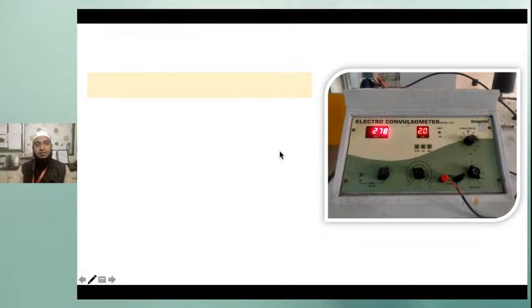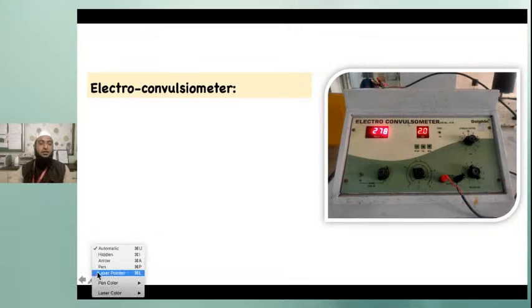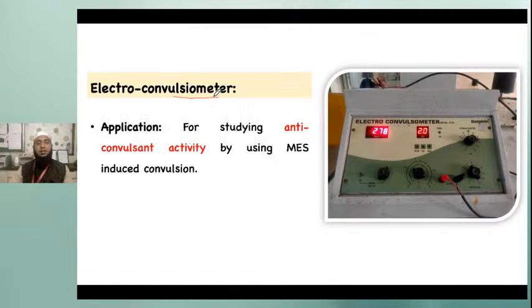Okay. Second instrument is the electroconvulsometer. Now what does the name indicate? Very easy to remember. For every instrument there is a particular name, and based on that name you can remember what type of activity can be measured by using this instrument. So by using the electroconvulsometer, you are measuring the convulsion, right? So which type of activity can you study? The application of the electroconvulsometer is that it is used for studying anticonvulsant activity by using MES-induced convulsion.